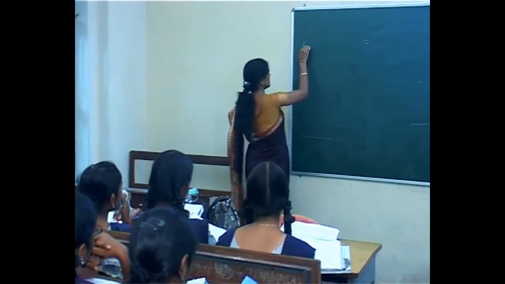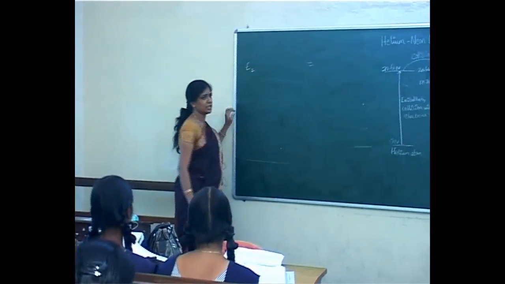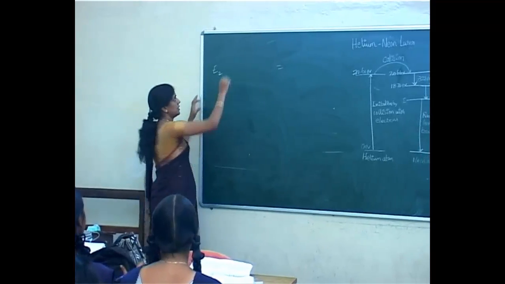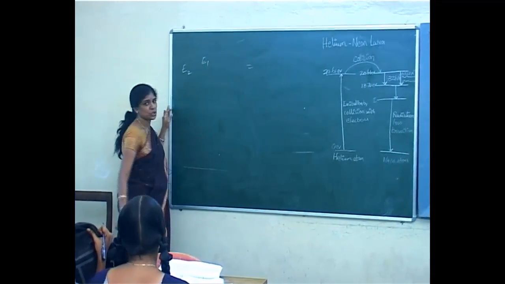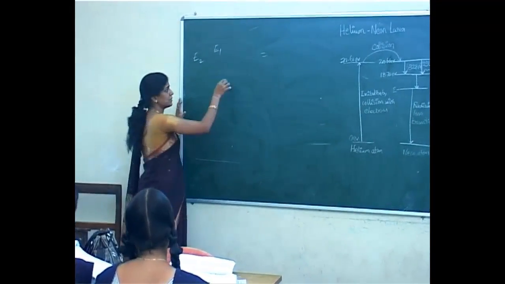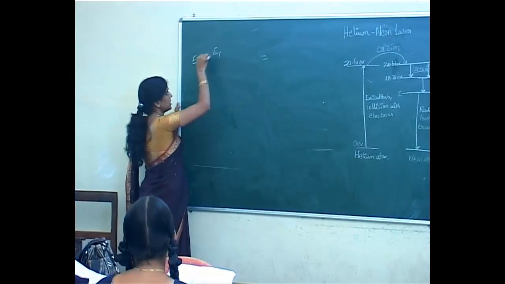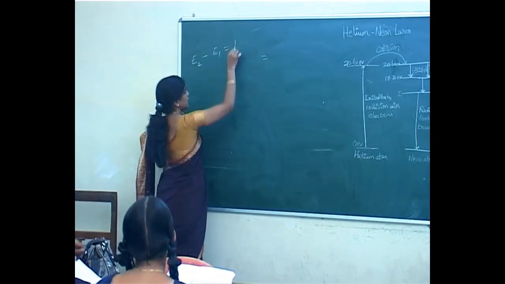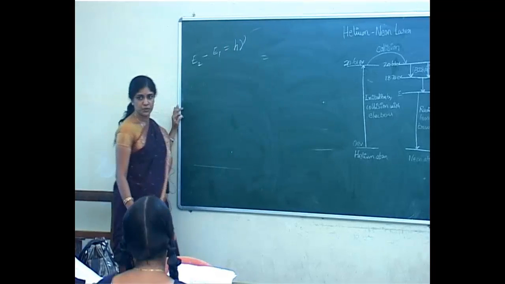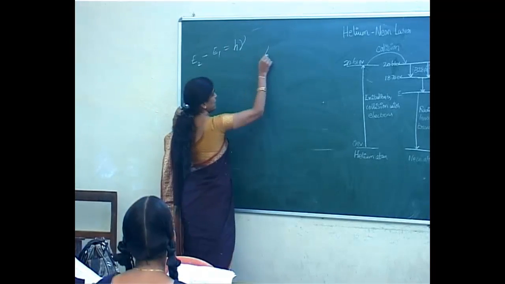Now, for example, let E2 be the energy of the electron in its second orbit and let E1 be the energy of the electron in its first orbit. When the electron jumps from the second to the first orbit, the difference in energy level will be emitted in the form of radiation. Let us see the energy formula.